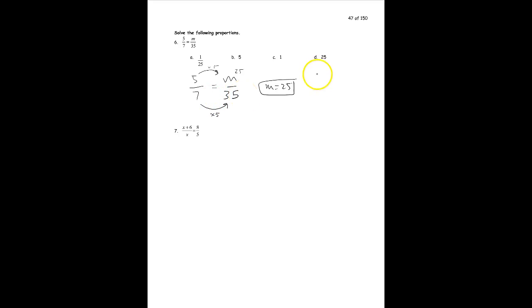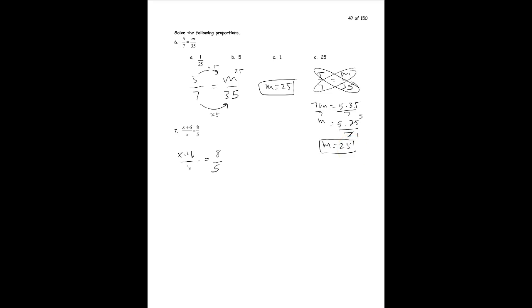If you wanted to do the cross multiply approach, also fine. Here we would have 7M equals 5 times 35, which I'll leave like that because it'll be easier to simplify, because if I divide both sides by 7, I get 5 times 35 all over 7. 35 cancels to 5 with that 7, because 35 over 7 is 5 over 1. M equals 25.